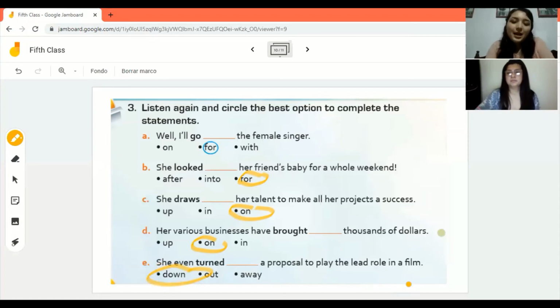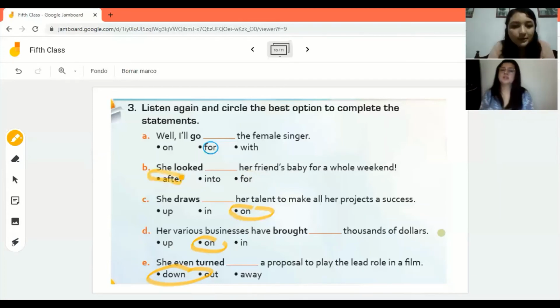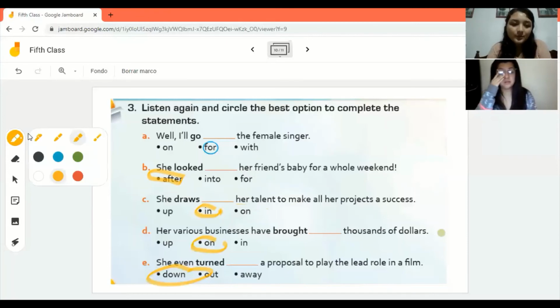So, according to what I hear, Julia, I have to say that you made 2 mistakes for this exercise. Which ones? Letter B is she looked after her friend's baby. After, not for. And in letter C, she draws on her talent, not in. So you have to try to pay more attention the next time, okay? But it's good. You completed the activity. Most of the answers are good. So good job. Okay? Thank you.